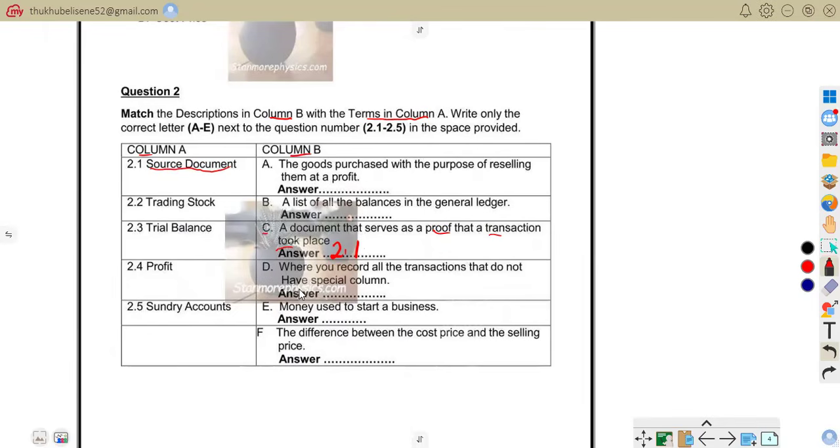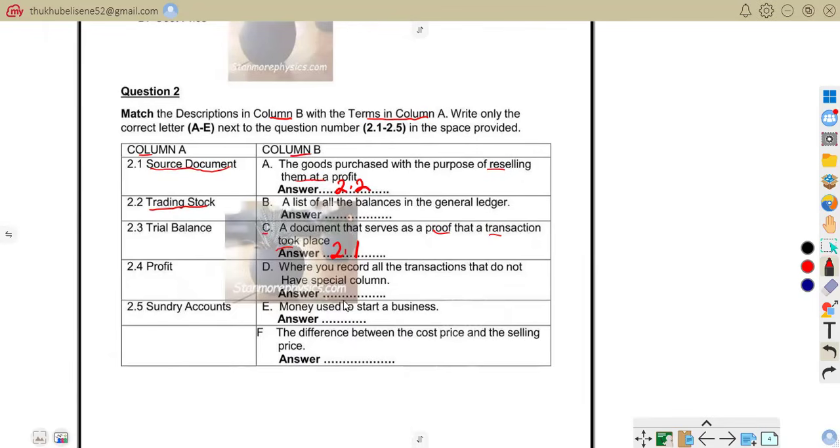So that is that. Now we have a trading stock. If we look at these descriptions, a trading stock is A, the correct answer: the goods purchased with the purpose of reselling them at a profit. These are the stock. So the correct answer that matches here will be 2.2, A.